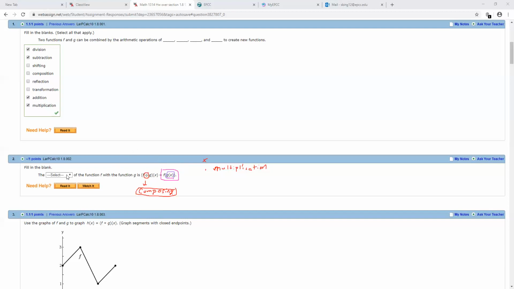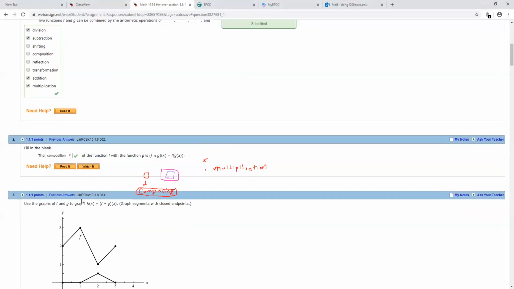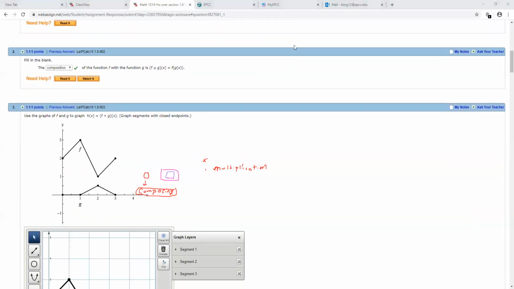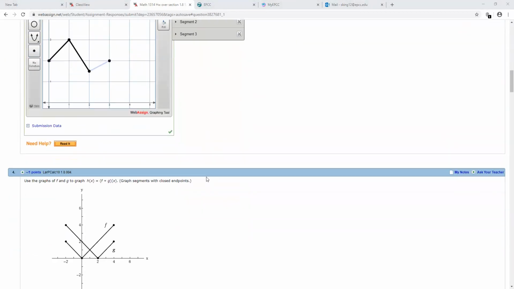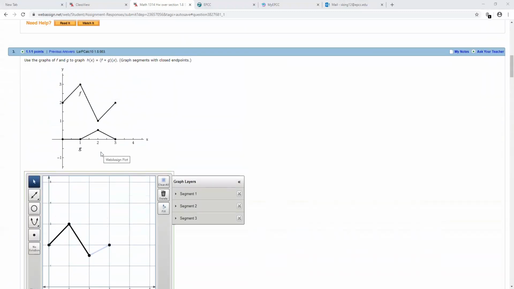So this is not addition, not subtraction, not multiplication. It could be thought of as a combining, but they want this one right here, composition. And we're good. Okay, so that was just introductory, some vocabulary, and going back to what I've already been mentioning, you all could do this one. I hope it's the same as number 3.